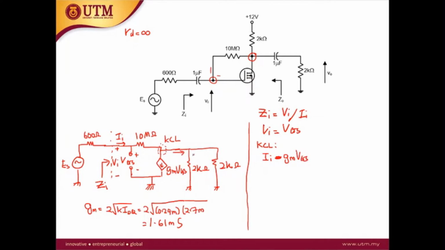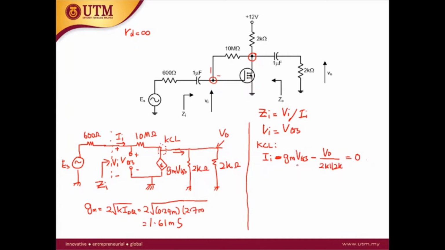For this current here, we can use Ohm's law. The voltage across the 2K is denoted as V out. So this is the V out. So the current will be V out over the combination of these 2K in parallel. So this is minus V out over 2K parallel with 2K, equal to 0.